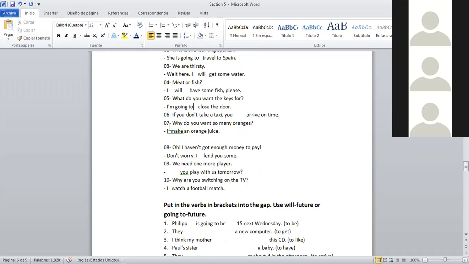Number six. If you don't take a taxi, you will arrive on time. No, you won't. Exactly. If you don't take a taxi, you won't arrive on time. Right? If you take a taxi, you will arrive on time. But if you don't take a taxi, you won't arrive on time. Is that clear?